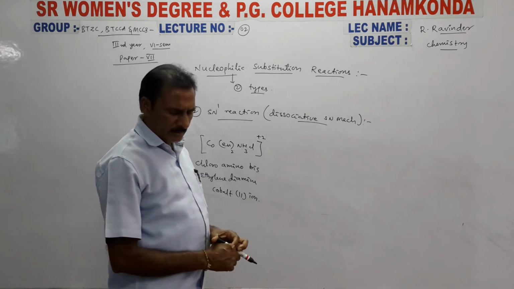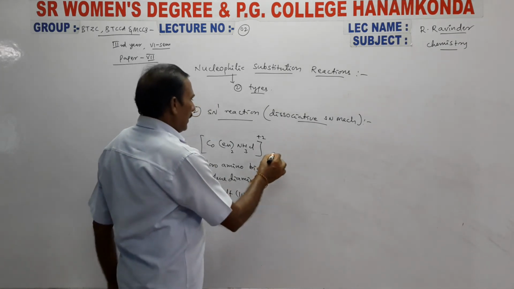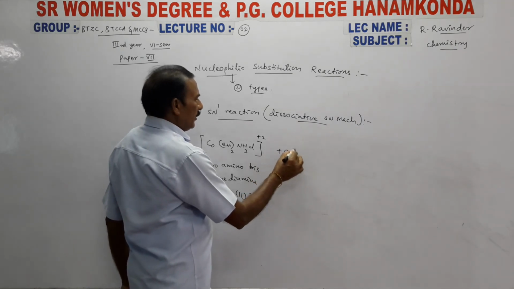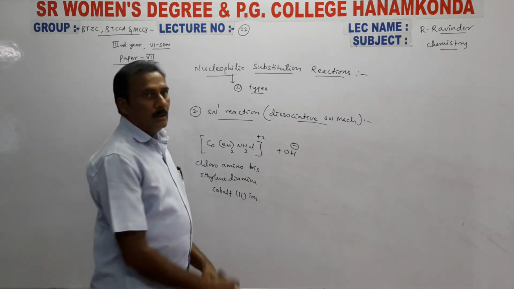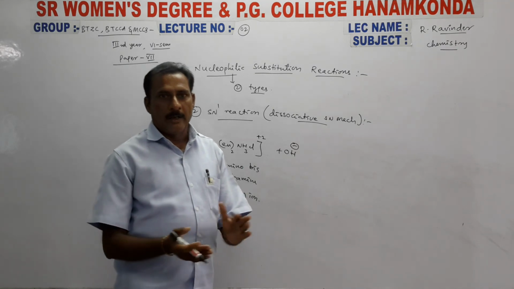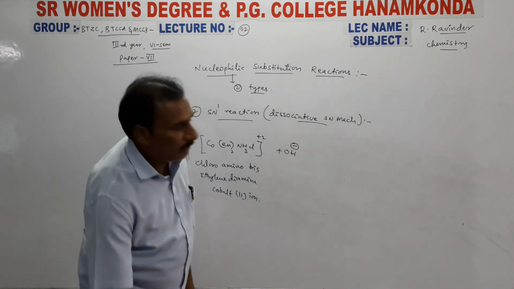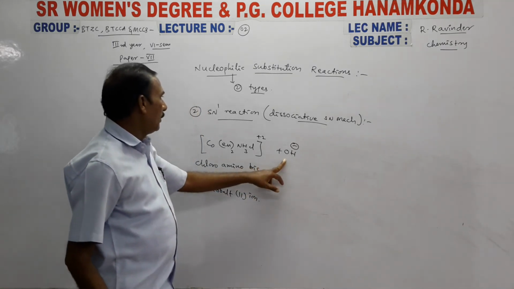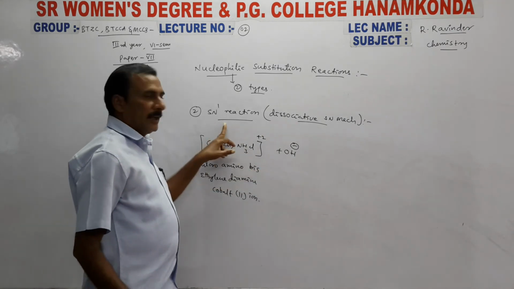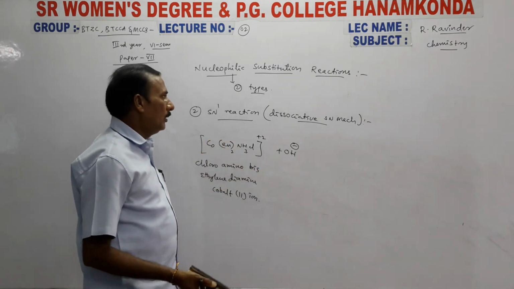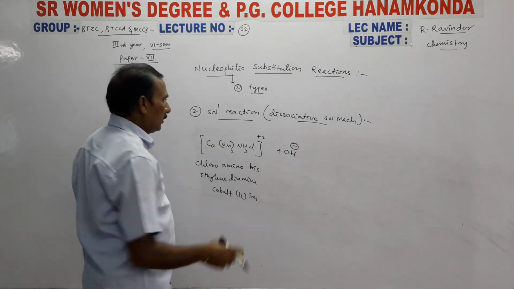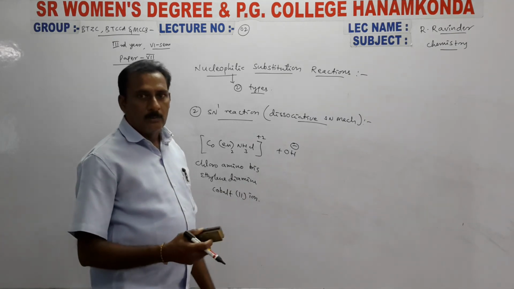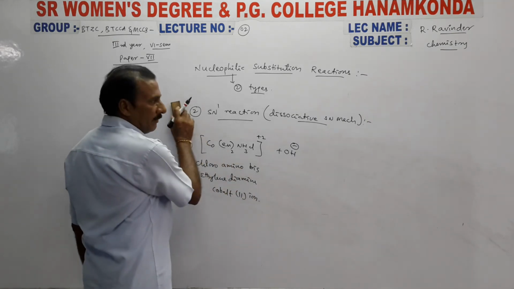In this SN1 reaction, for example, OH minus is added, acting as the nucleophile, to form the SN1 reaction product, or dissociative nucleophilic substitution reaction product. Okay, thank you. Tomorrow we will continue the topic SN1 reaction.